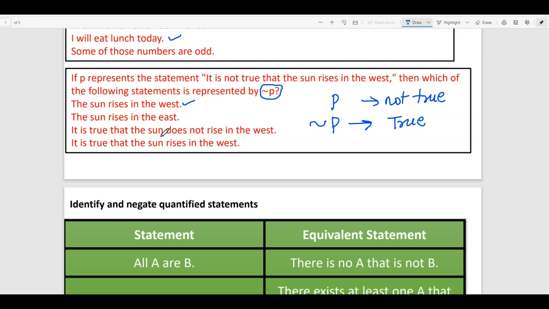It is true that the sun does not rise in the west. It is true that the sun rises in the west. So yes, the sun rises in the west is the opposite of it's not true that the sun rises in the west. And it is true that the sun rises in the west is not the opposite of it. So you have to be very, very careful. And when they ask you to apply everything that works, you might want to go ahead and take a look and apply everything that works.